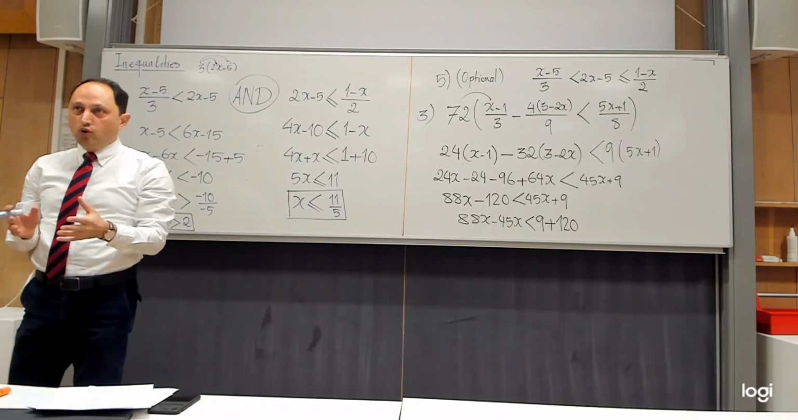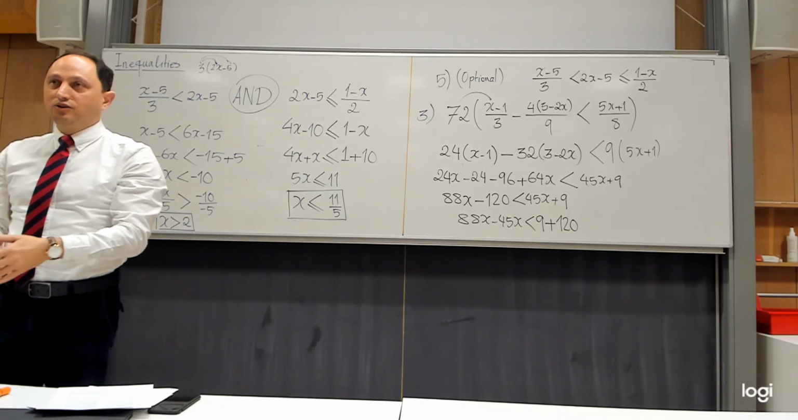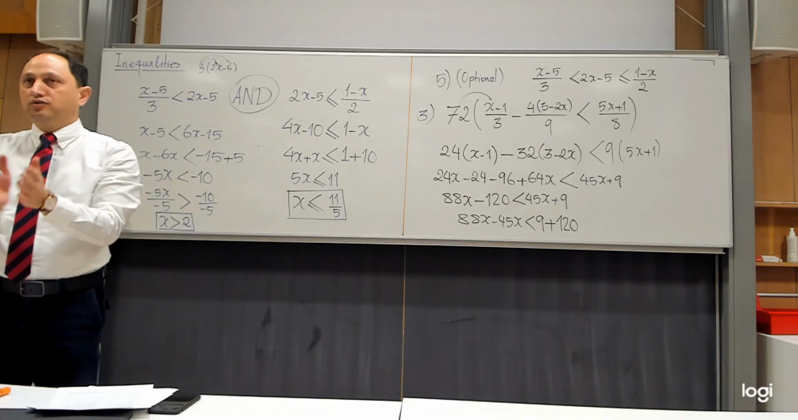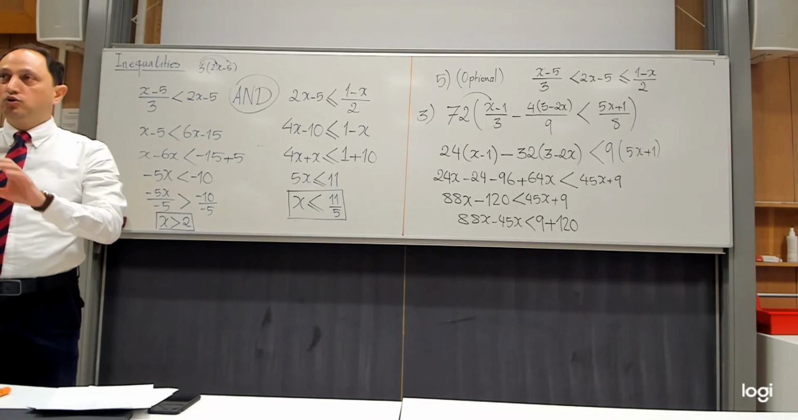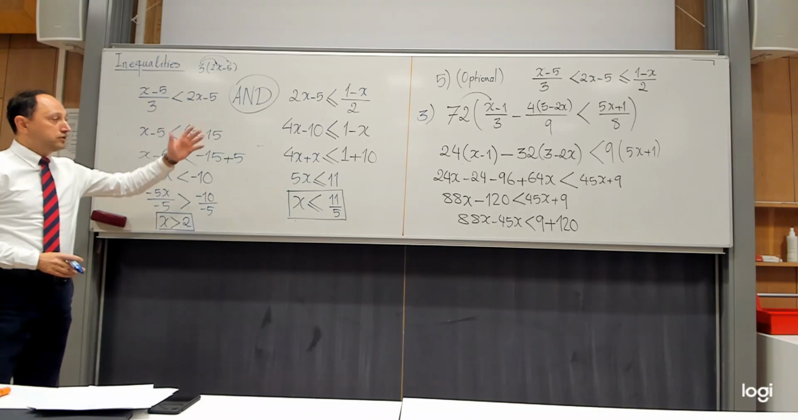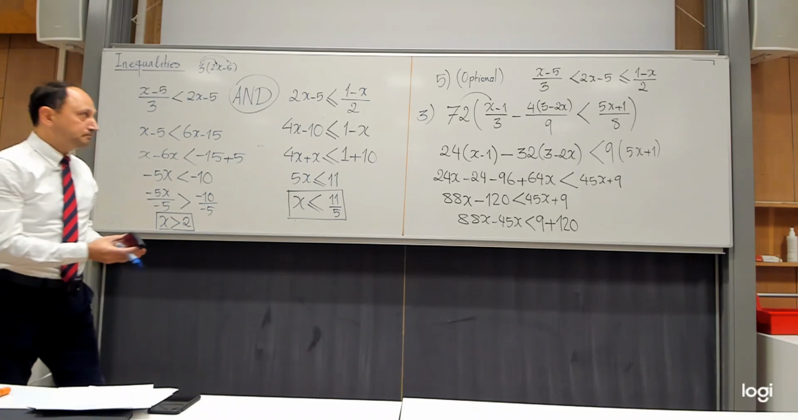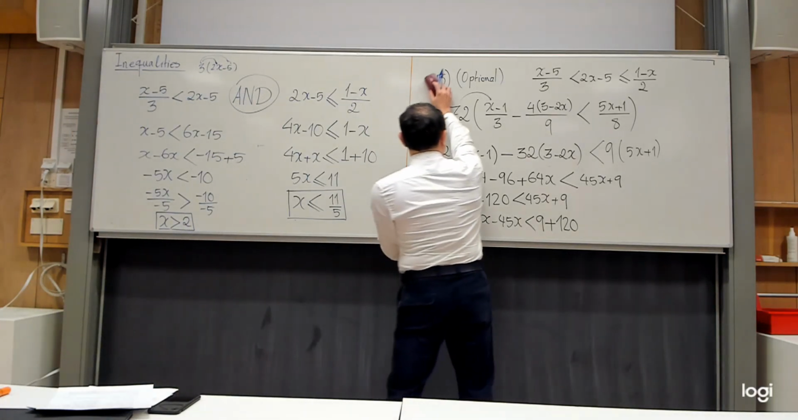When you say or, it means that you either make the first one correct or the second one correct. You don't have to make both of them correct when you use or. But when you use and, you have to make both of them true simultaneously. Yes? Okay, then this is very easy. It's not that hard.